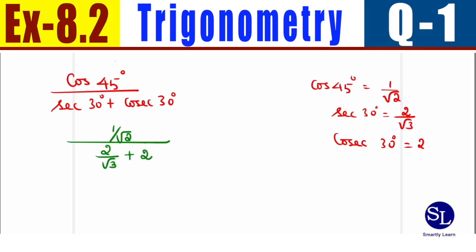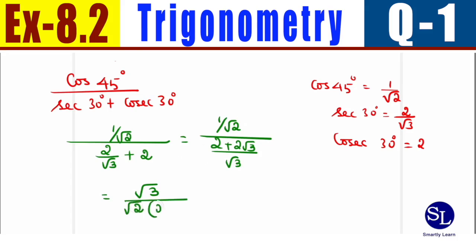So now let's do the LCM only for the denominator. So 1 by root 2, the whole thing divided by 2 plus 2 root 3, the whole thing divided by root 3. So in the next step, we can simplify these. I'm going to take out the root 3 to the numerator. So this will become root 3. This denominator will come down here. So there is going to be a root 2. Then this is 2 plus 2 root 3. I can take out the 2 common outside.